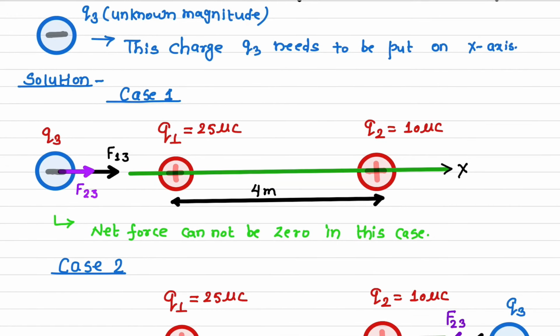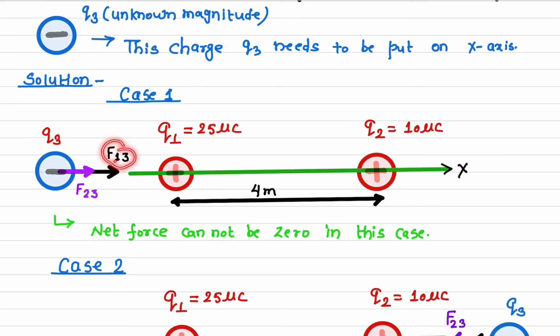So let's talk about the first case. Here I'm just thinking of this position. Once the charge Q3 is towards the left side of Q1, look at the direction of the forces. This is a positive charge and Q3 is a negative charge. So the force on charge Q3 due to Q1 will be attractive. The charge Q1 will attract the charge Q3 towards Q1. So this is the direction of the force.